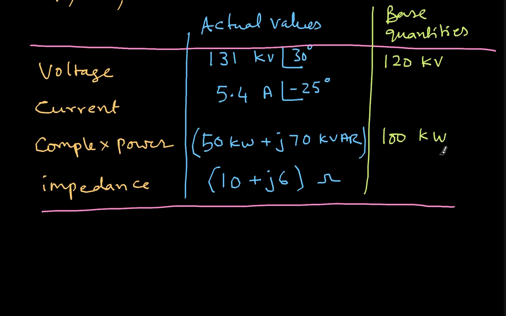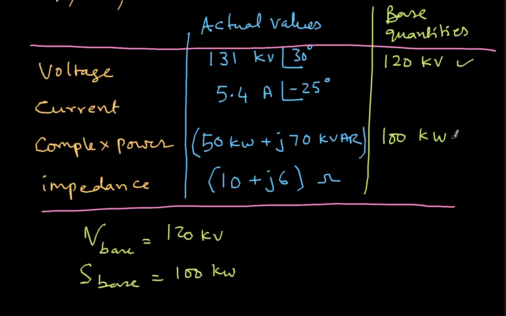As I said, this is just a real number. Now, whenever you define, let me write it as V base. V base is 120 kV, and S base is 100 kilowatts. This is what I have defined here. So two base quantities you define. The other two base quantities you will have to calculate from these two. You are free to choose any value for voltage, any value for complex power. But once you define two values, the other two values will get defined.